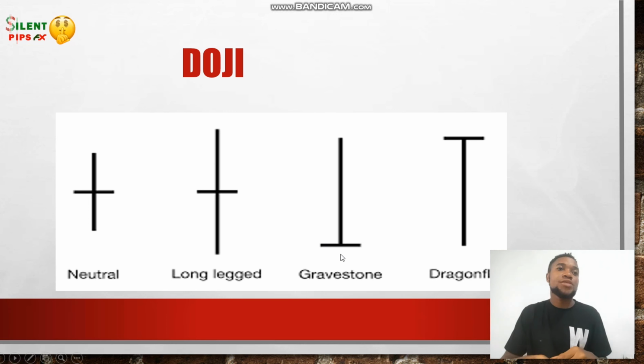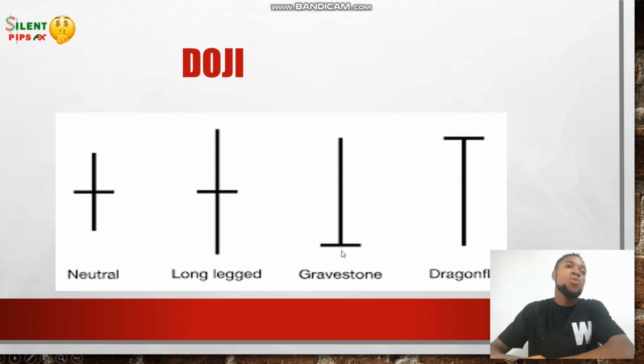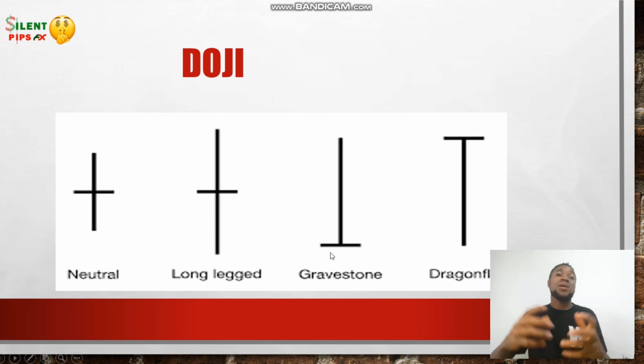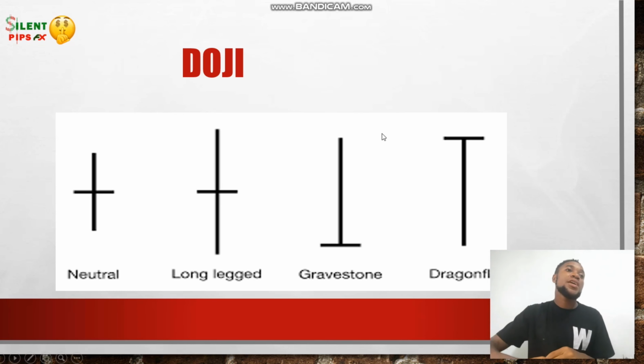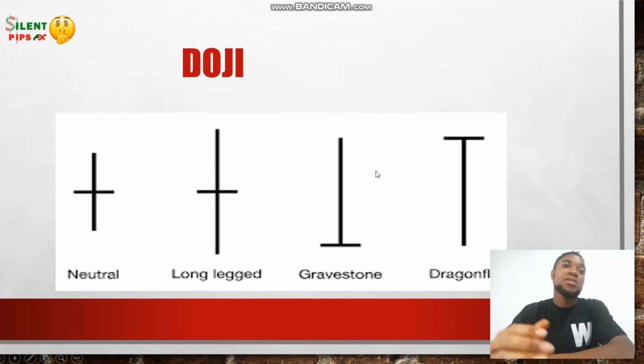Gravestone doji is one in which the upper shadow is 3 or 4 times greater than the body. Now most gravestone dojis don't have a lower shadow, they don't have a lower wick. This indicates that the bears have absolute control of the market. If you see a gravestone doji as such at the top of a trend, then you are certain that there is a reversal towards the downward direction.